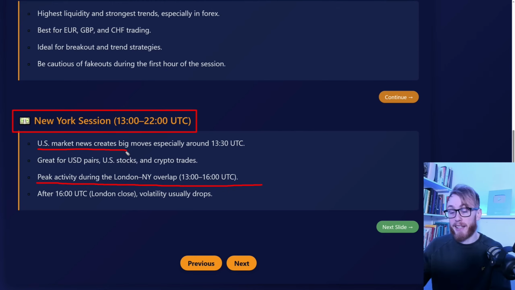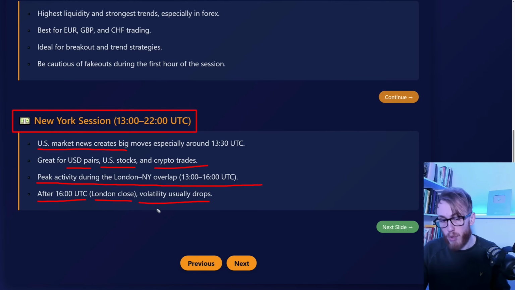News about things like, especially recently, the trade war between the US and China can create massive volatility spikes. You also have news about interest rates and so on that can create massive opportunities to make money, but if you're not careful, they can be very risky times as well. This session is basically great for USD pairs, US stocks, and crypto. It's a very action-filled session. But after 16, when London closes, the volatility tends to drop a bit.